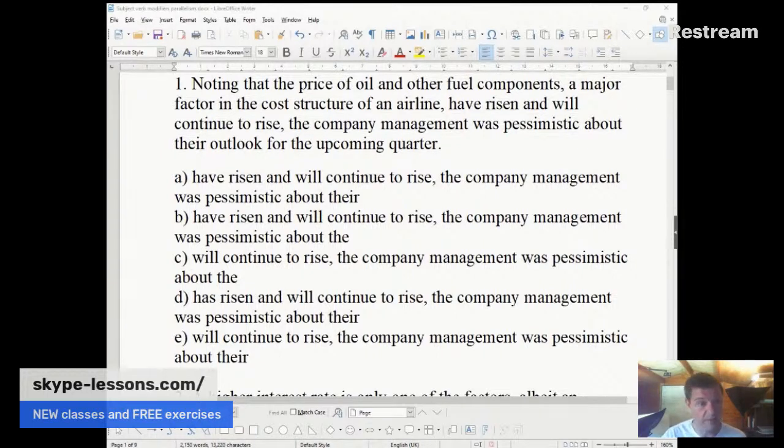Now, this is a type of appositive. We haven't dealt with these yet, but this is where you have a noun phrase, Boris Johnson, noun phrase, the Prime Minister. Yeah, that would be an appositive. When you've got two noun phrases together and they refer to the same object, you've got an appositive. Technically, the price of oil and other fuel components is the major factor in the cost structure of an airline. We're renaming the price of oil and other fuel components a major factor in the cost structure of an airline. So this is a little appositive that's interrupting.